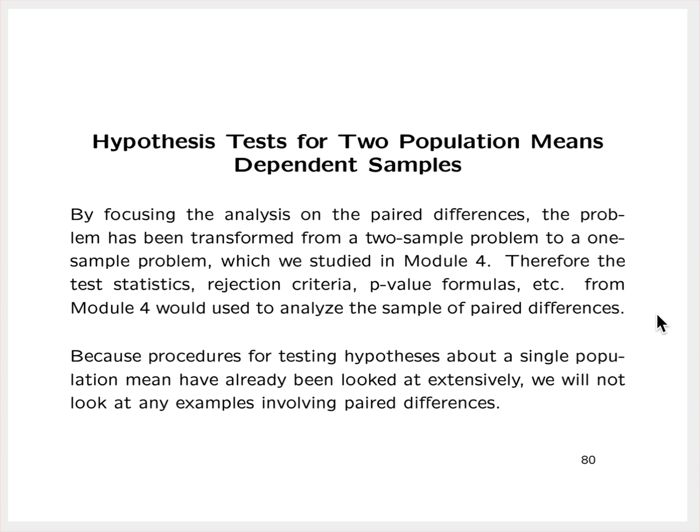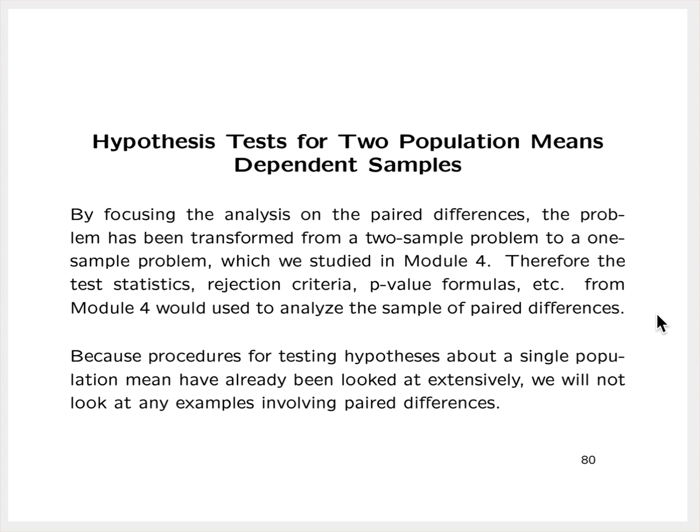Okay, so by focusing the analysis on the paired differences, the problem has been transformed from a two-sample problem to a one-sample problem, which we studied back in Module 4. Therefore, the test statistics, the rejection criteria, the p-value formulas, and so forth from Module 4 would be used to analyze the sample of paired differences.